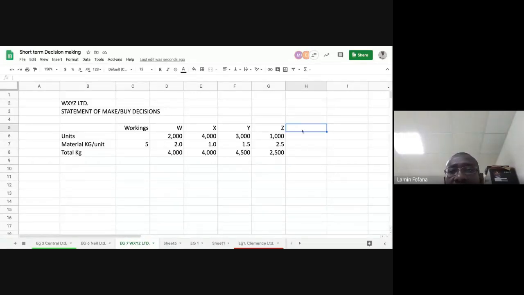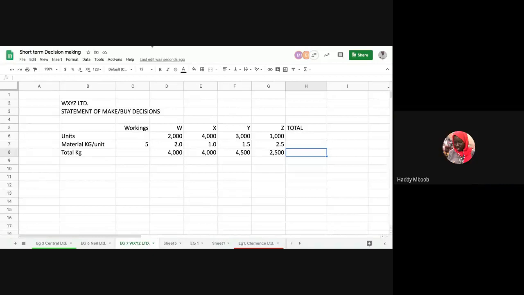So we calculate our total. Yeah, we can create a total column here. We can create another column called total. So we just do our total here. So what formula should we put here in order to calculate our total kg for W to Z? You can say equals to.